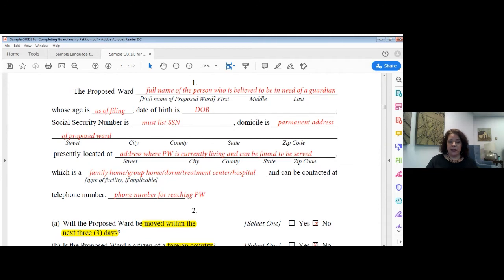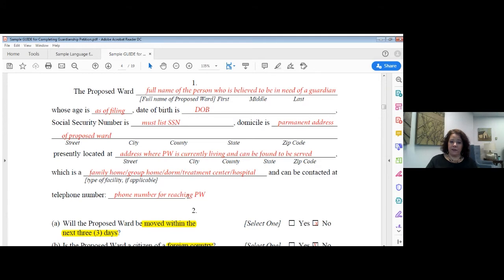The date of birth is also indicated, just your child's date of birth, also social security number. You have to list the social security number. It needs to be all digits, not just the final 4 like we do on a lot of other things. It has to be all of them. And guardianship records in the state of Georgia are sealed. So when this gets filed, it does not become public record.